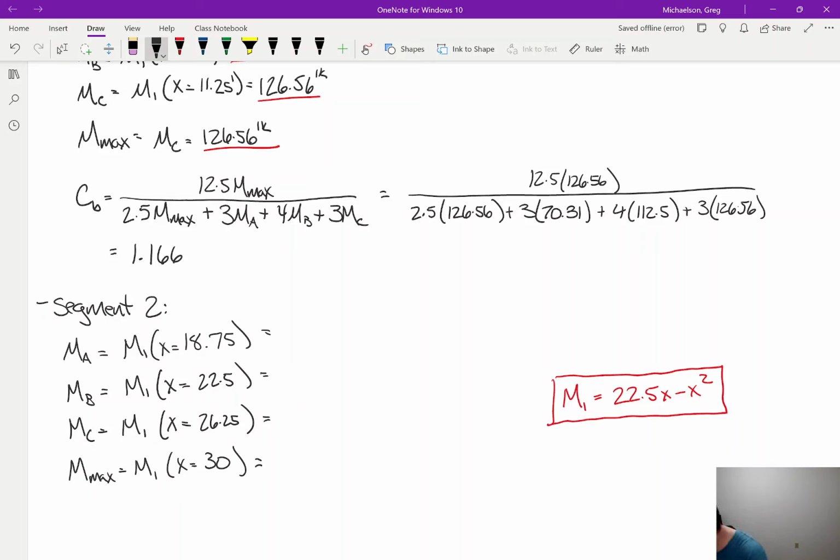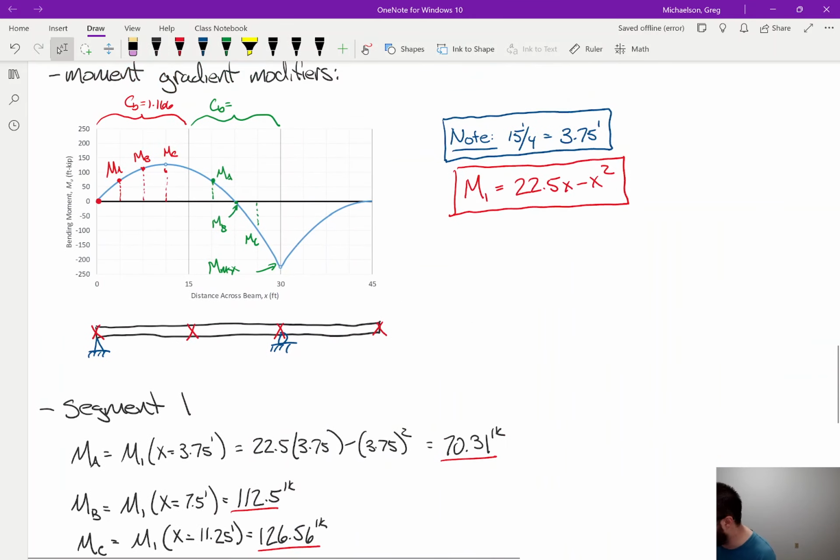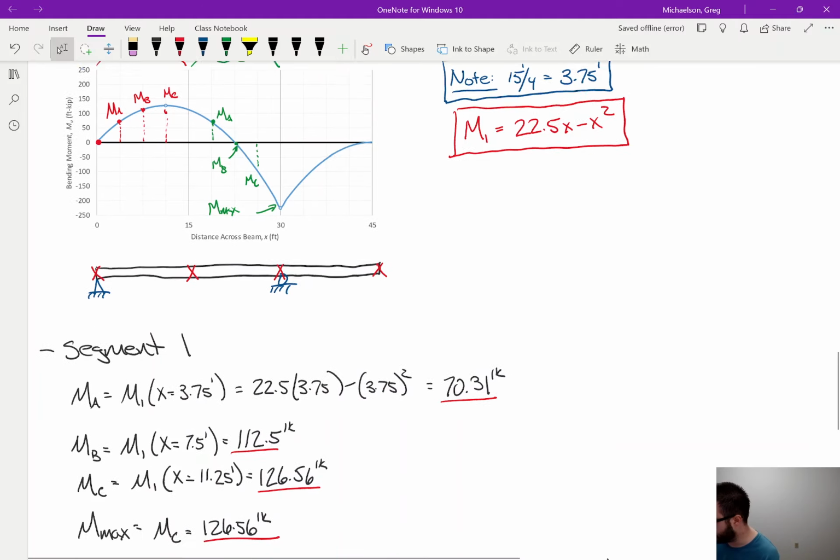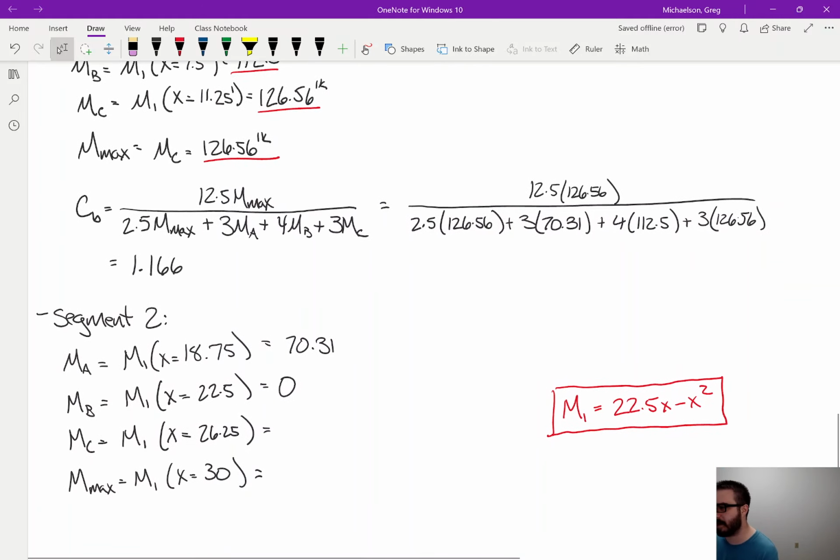So this one is 70.31. Well, 70.31. This one is 0. Ooh, this is actually 0. Okay. Now, does that make sense? Does it make sense that it's 0? Well, look right here. Where did we get MB? MB is right there. It's 0. So I thought it might be a really small value, just based on the Excel plot. But yeah, it's 0. So what about 26.25? This is negative 98.44. And this is negative 225.